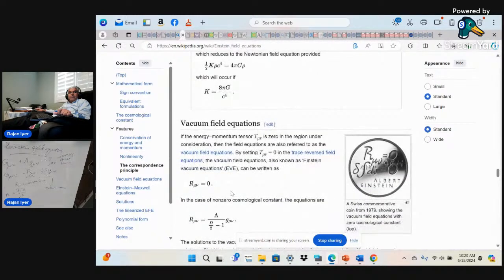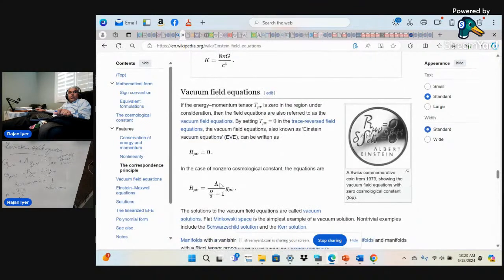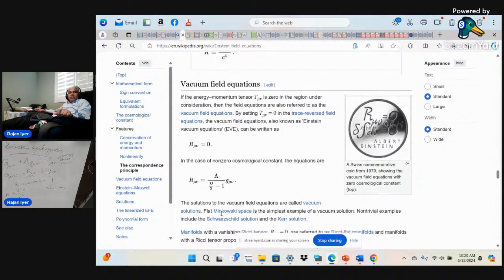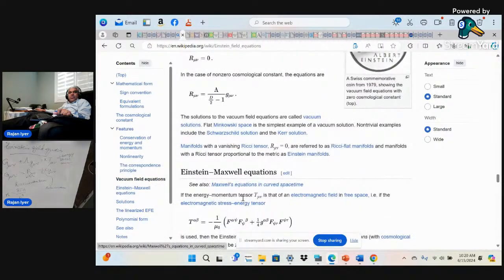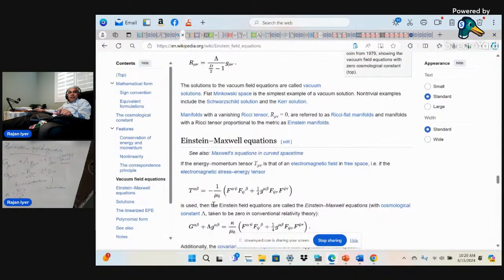And the vacuum field. This is what Schwarzschild did. R mu nu equal to 0 for vacuum field, right? Then he solved this one. This is how he started getting the black hole and all of it. The Einstein-Maxwell equation: this you can convert to a Maxwellian form. So the gauge theory starts coming in here somewhere, the gauge field and all that.